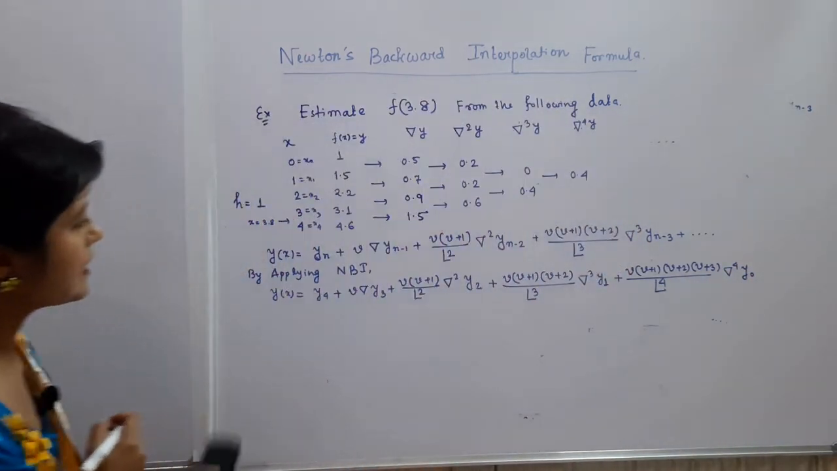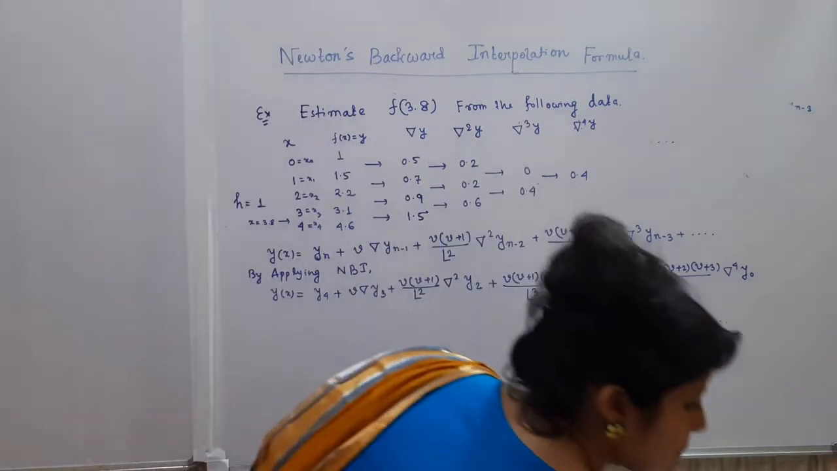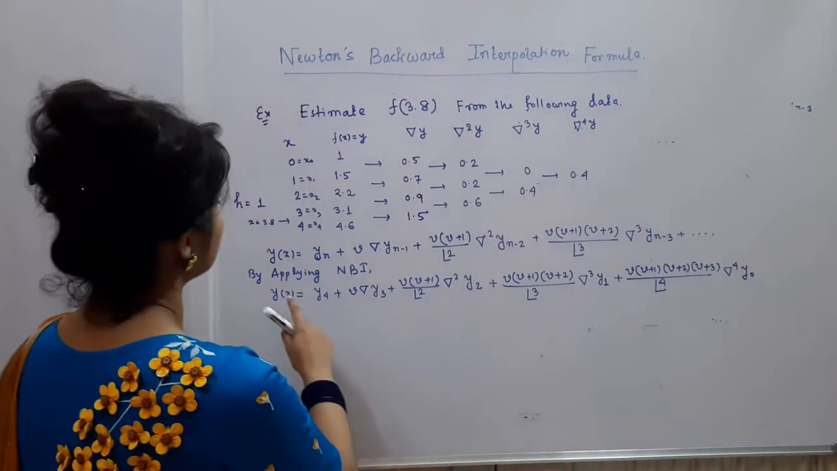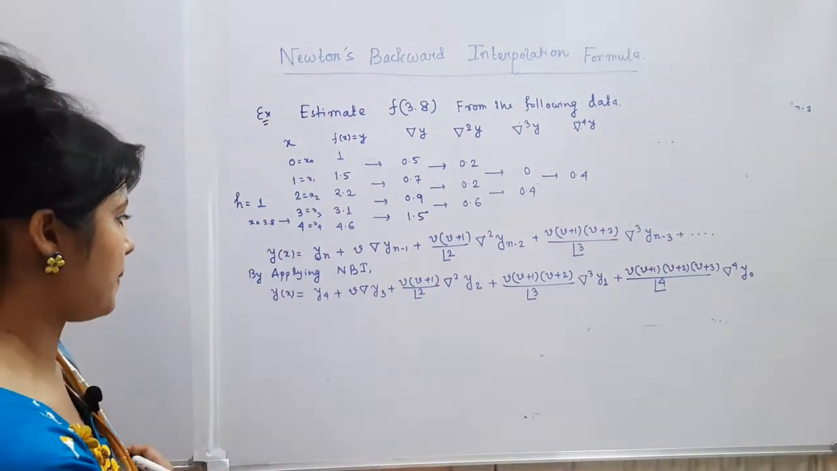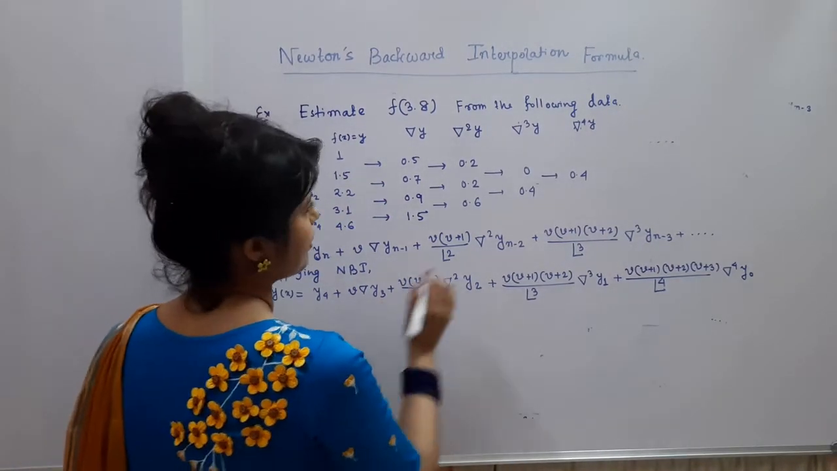y0. So this is the expression of Newton's backward interpolation formula for this problem. Okay, now you have to calculate v.